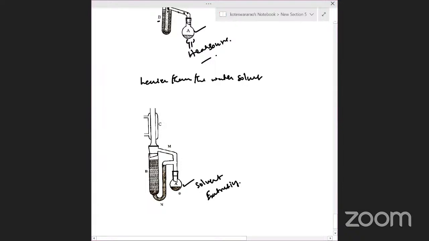And the extracting solvent in flask A is heated. The vapors of the extracting solvent pass to the condenser through the side arm M. Through this side arm M, the vapors pass to the condenser, where they are condensed and fall back into body B, in contact with the sample solution. Once the sample solution is in contact with the solvent, it dissolves the compound or solute, then moves down to the previous solution.